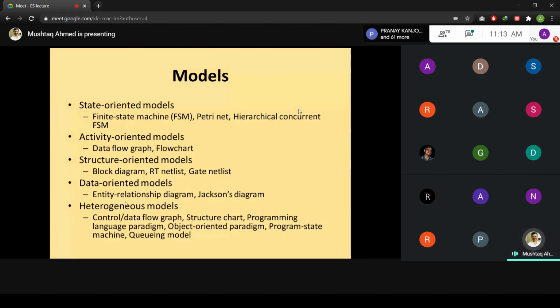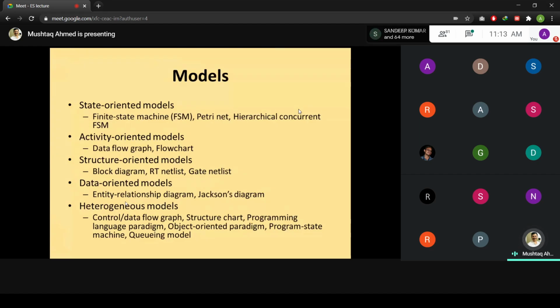A structured chart is also there, a programming paradigm, where we need to look into the different types of inputs and outputs and their associativity, because some inputs may be a floating number, or there may be a character or an integer. So, whether the device supports those types or not, those constraints are there, and we need to look into them. So: program, state machine, queuing model, object-oriented paradigm. These are the different models which can also be used in order to represent the device functioning.